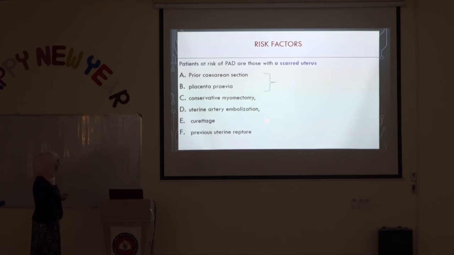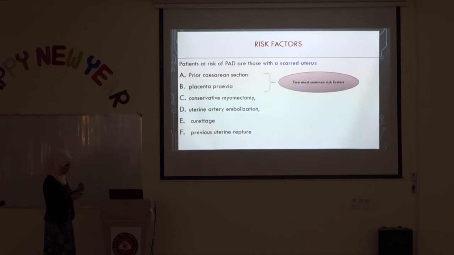Also, placenta previa. You know, when the placenta is low in the uterus, the uterine tissue is not like the upper part. It's in the lower end of the uterus. It's not thick, like the upper part of the uterus. So it can invade through this tissue. So these are regarded as the two most common risk factors of PAD.